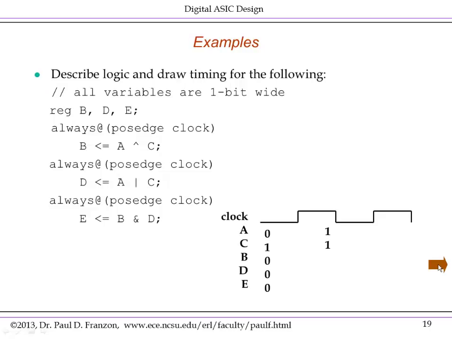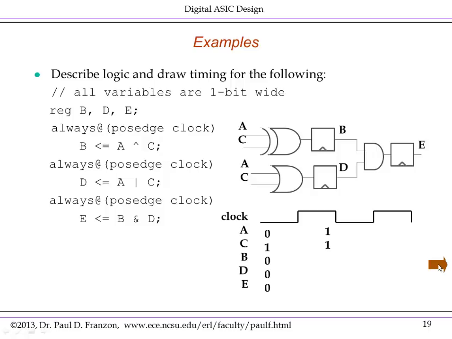So let's look at another example of this. Here I have the most straightforward way to write this particular piece of code, putting each flip-flop in its own procedural block. I'd like you to think about what the schematic for this would look like. Well, it would look like what we see on the right there. That is, B has an XOR gate as input, D has an OR gate as its input. The outputs of these flip-flops go on to drive the inputs of the last procedural block, with its AND gate as its input.